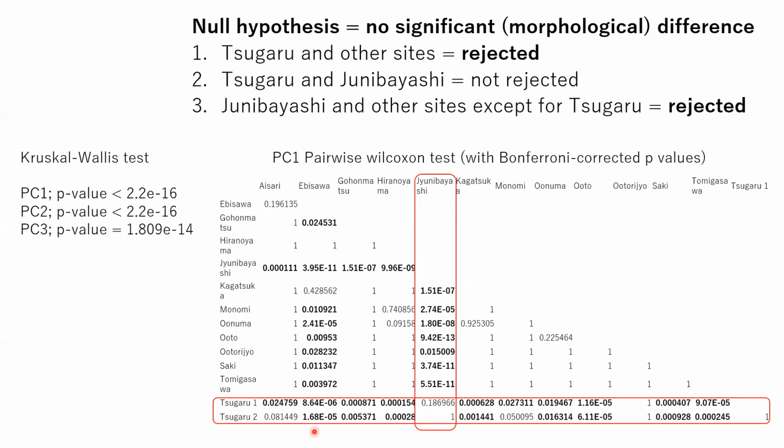Finally, morphological differences between sites are confirmed by the Kruskal-Wallis test and pairwise Wilcoxon test. In the case of PC1, the table on the right side shows statistically significant differences between Tsugaru and other sites. The null hypothesis of no significant difference is rejected. However, we cannot reject the null hypothesis between Tsugaru and the Juniper site. In addition, there are significant differences between Junibayashi and other sites, except for Tsugaru.